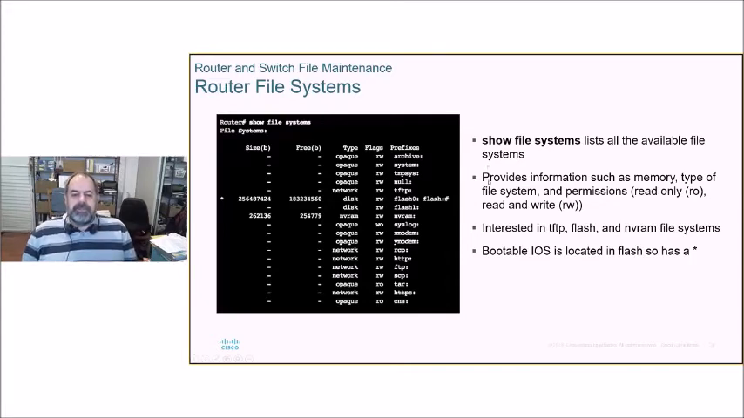And so it provides information such as memory type of file system and permissions, be they read-only or read-write. So you're normally typically interested in TFTP, Flash and NVRAM. Did I say NTP? TFTP, sorry. There is TFTP, but we're not connected to a server, and so there's no meaningful information. And so a bootable iOS is normally located in Flash, so it has the star saying this is where it's going to normally boot from.